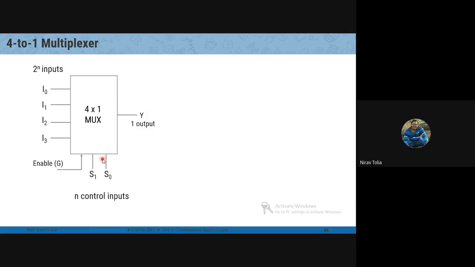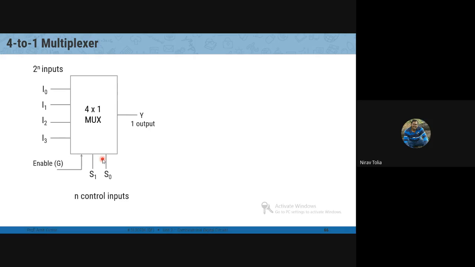And we also have one enable pin. Now, what is the enable pin? The enable pin is used to give the supply to the whole IC. So this is the enable pin.